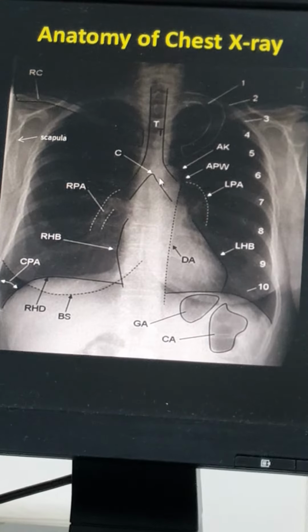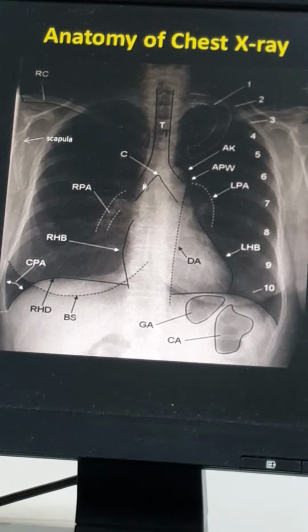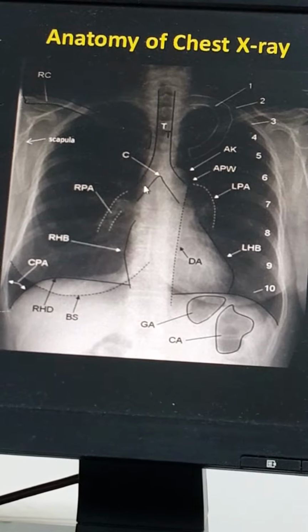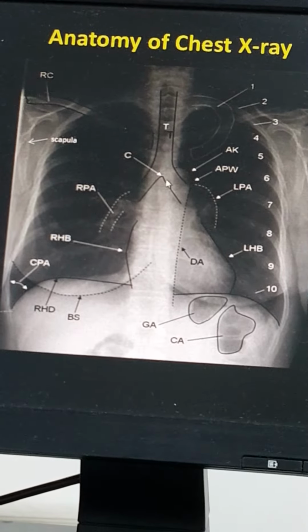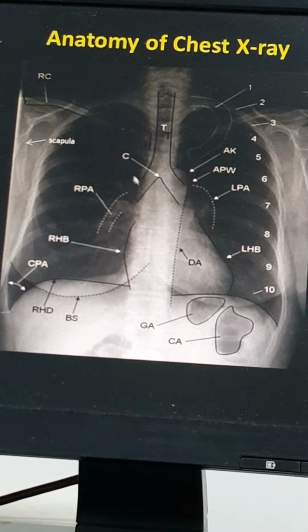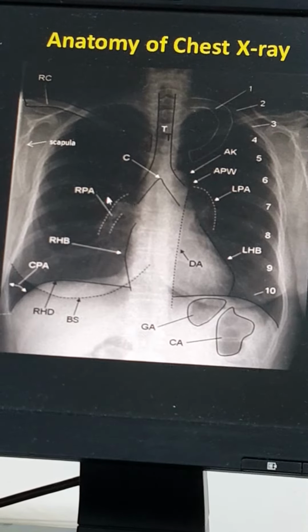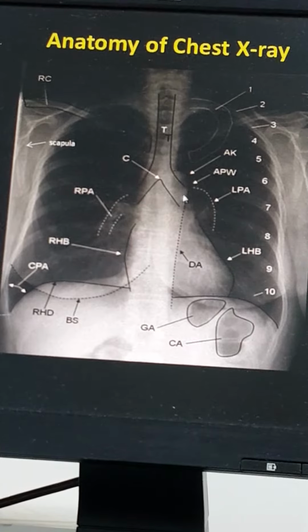Okay, the right and left main bronchus, they are going towards the right lung and the left lung, and where they come out, that area is called the hilum. So we have a right hilum and we have a left hilum.